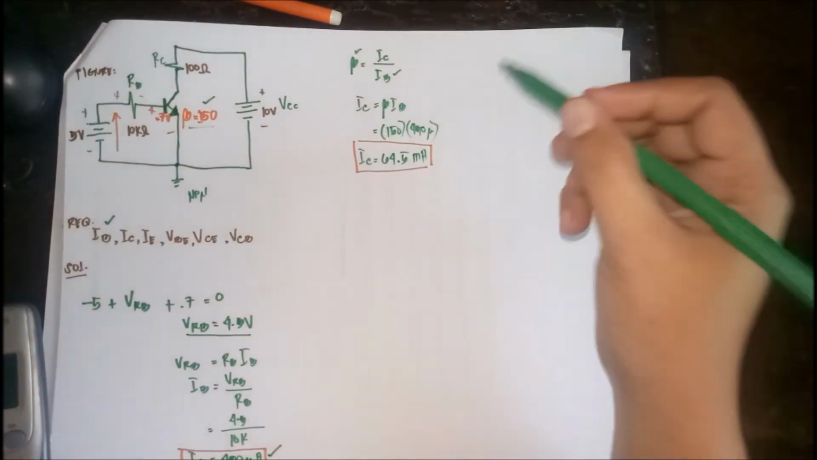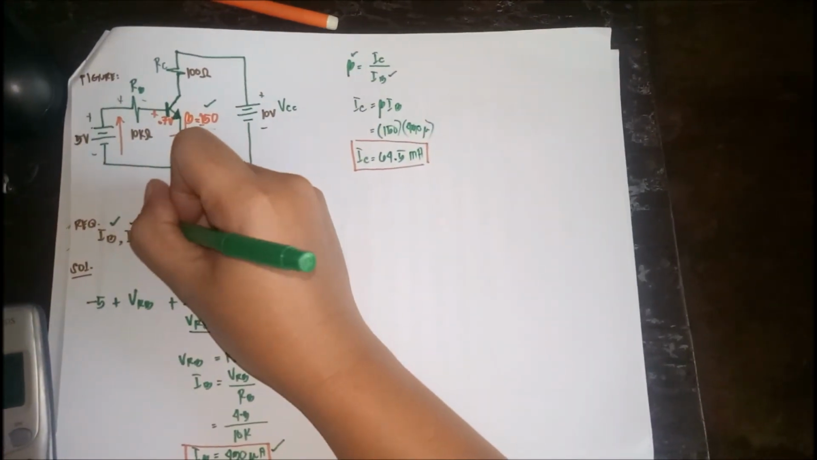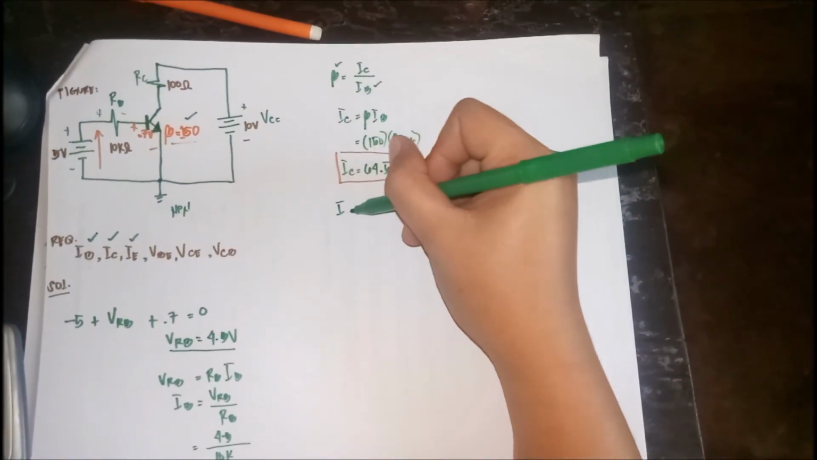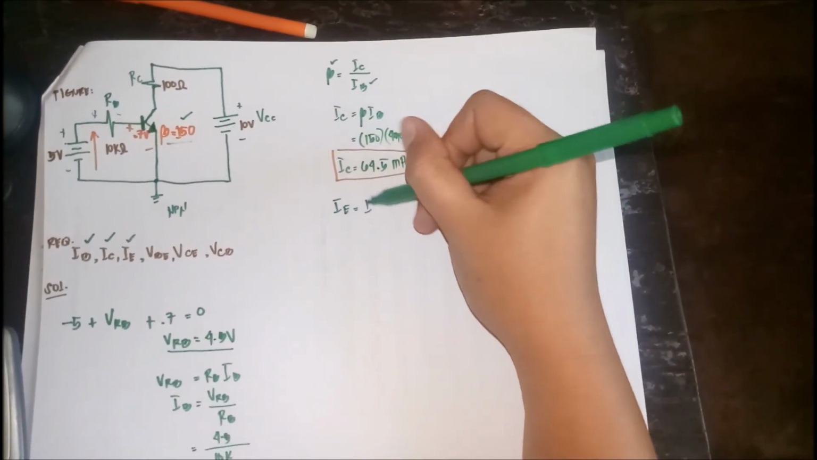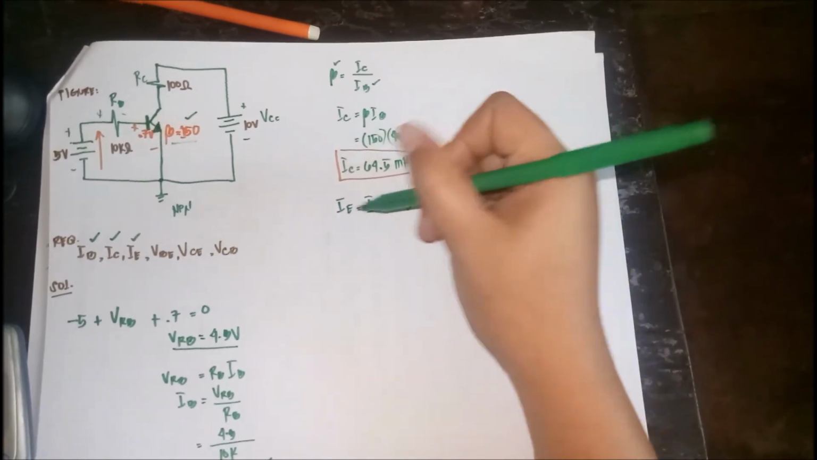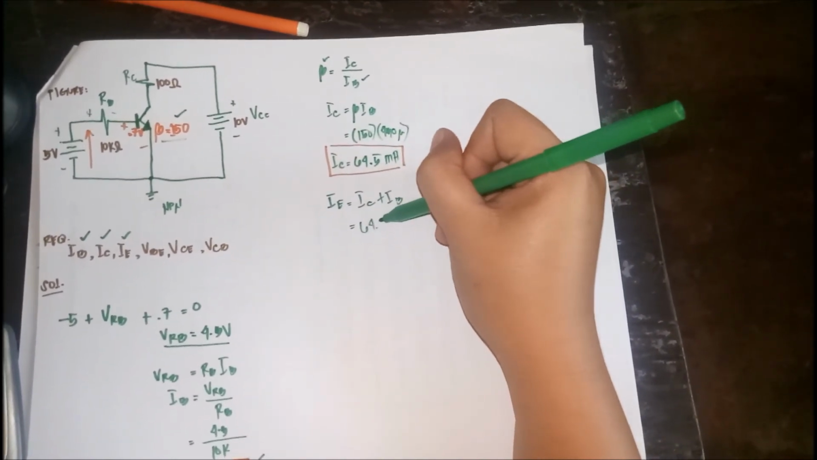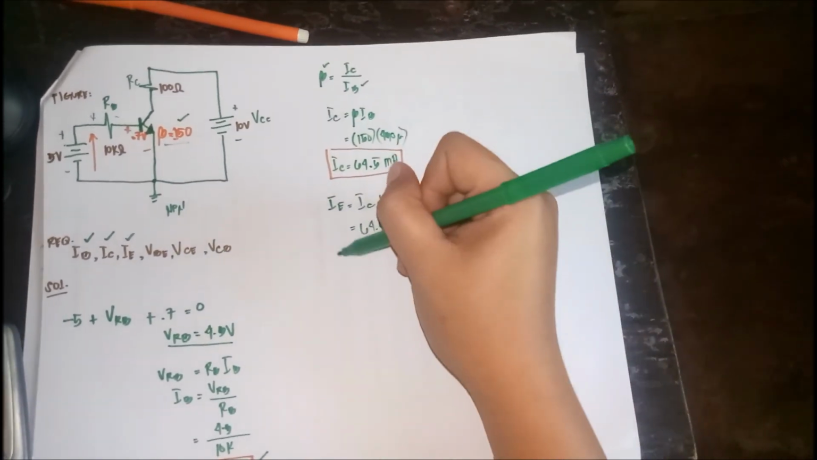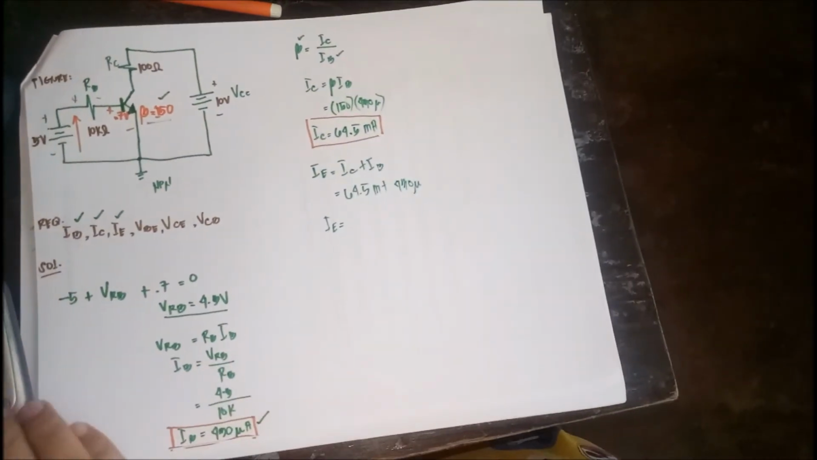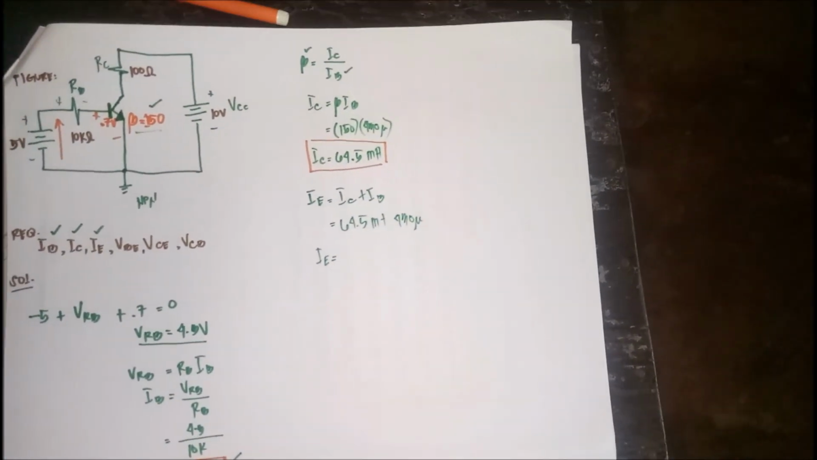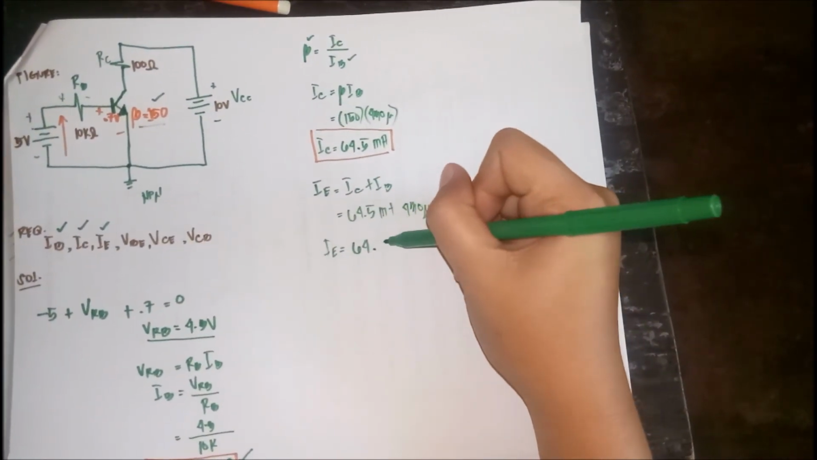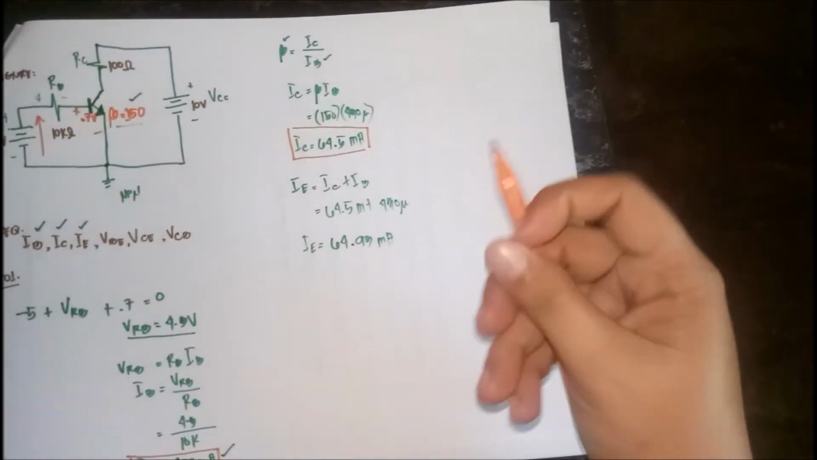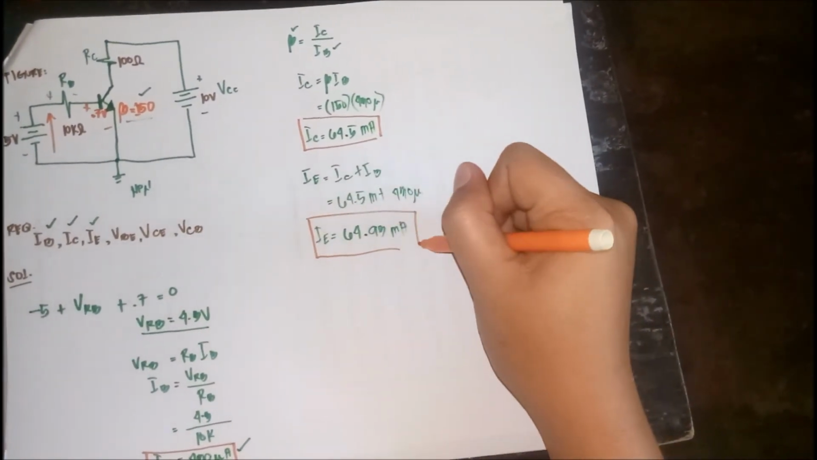Okay, so since meron tayong IC, what else can we get? Of course, mayroon na tayong lahat ng currents maliban kay IE. We can also solve for IE. Remember that IE is equal to IC plus IB, where IC is 64.5 milliampere plus 430 microampere. That gives us an IE, which is equal to 64.93 milliampere. Now, take a look at these two class.